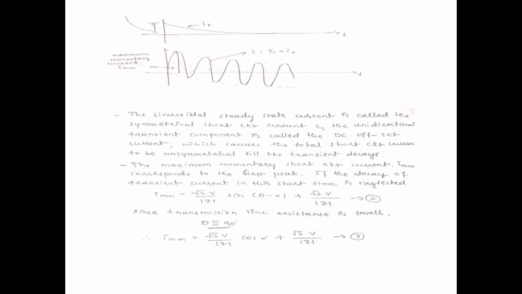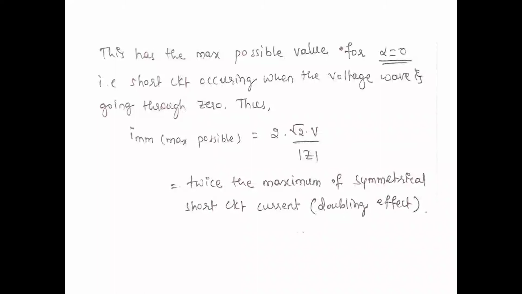It means, neglecting the decay, the maximum momentary current is root 2 V by Z, where root 2 is the peak. The peak value is root 2 V by Z sin of theta minus alpha plus root 2 V by Z. With theta equal to 90 degrees, the maximum momentary current is root 2 V by Z cos alpha plus root 2 V by Z. This has its maximum possible value for alpha equal to 0, short circuit occurring when the voltage wave is going through zero. Then the maximum possible current is 2 times root 2 V by Z, twice the maximum symmetrical short circuit current, the doubling effect.